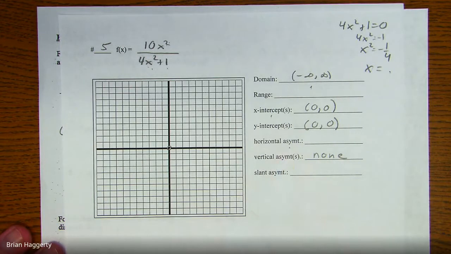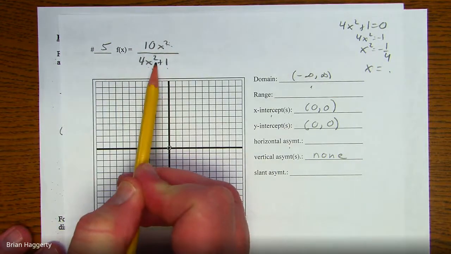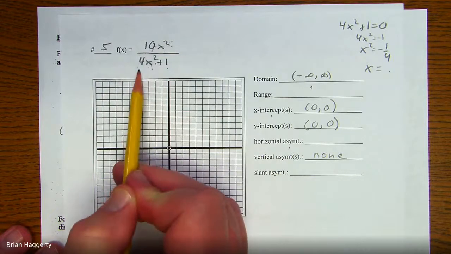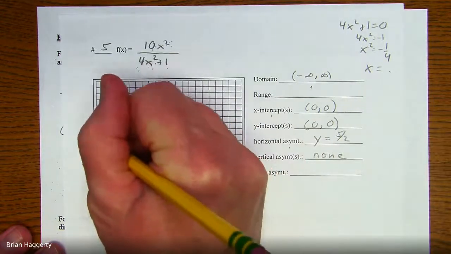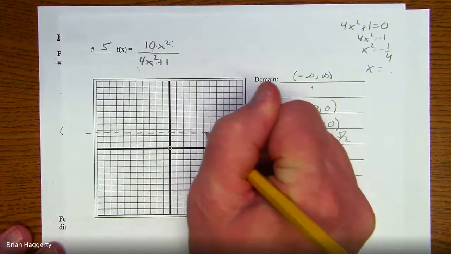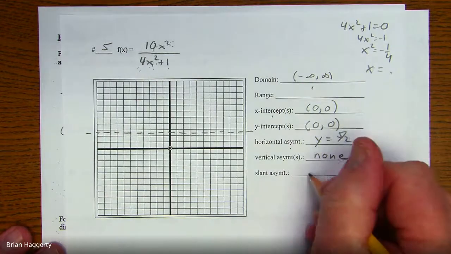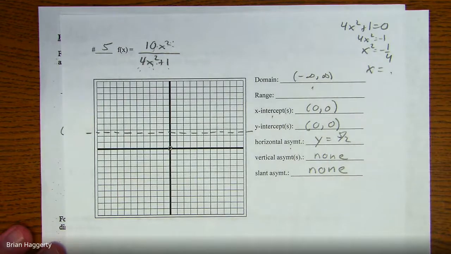All right, the horizontal asymptote. The degree of the top is 2. The degree of the bottom is 2. The degree of the top equals the degree of the bottom, so it's the ratio of the lead coefficients. 10 over 2 or 5 halves. If you have a horizontal asymptote, you can't have a slant. Slant is when the degree of the top is exactly one more than the degree of the bottom. That's one of the variations we'll get to tomorrow.